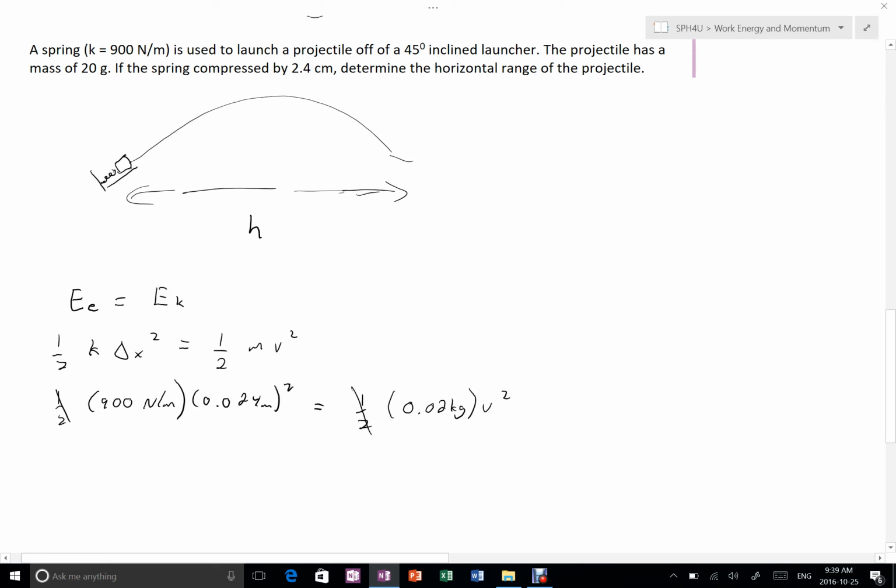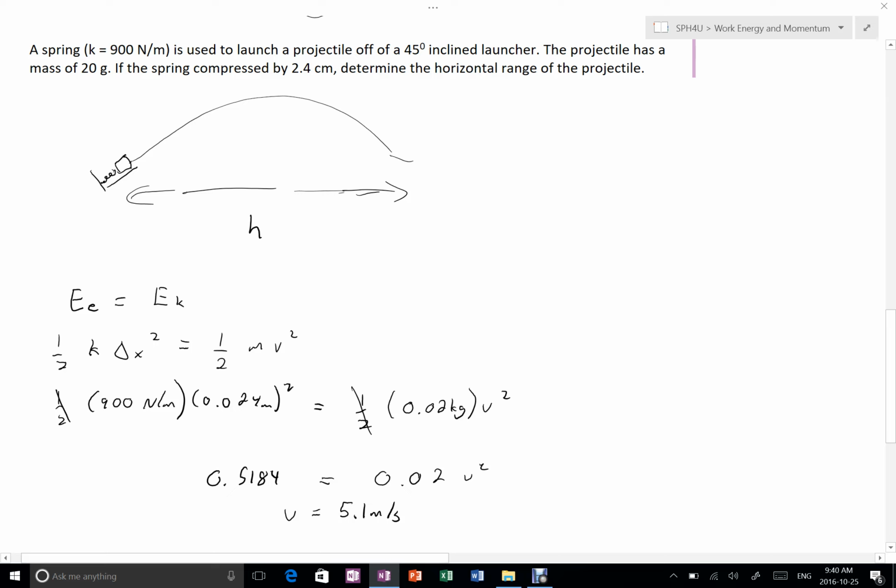1/2 on both sides, so let's get rid of him. So 900 times 0.024 squared gives me 0.5184. And then 0.02 v squared, and my v works out to be the square root of that, 5.1 meters per second. So with that, effectively, I've gotten the initial launch speed of this projectile.